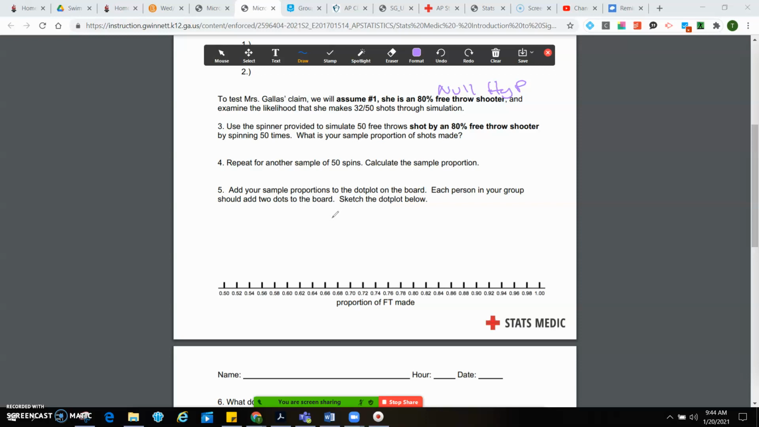Repeat another sample of 50 spins and then calculate the sample proportion. And then add your sample proportions to the dot plot on the board. Each person in your group should add 2 dot plots to the board, sketch the dot plot below. So it's going to look like this. Actually, I'm going to pause it and then y'all can write that down.